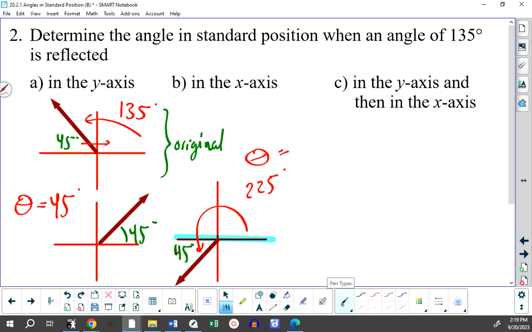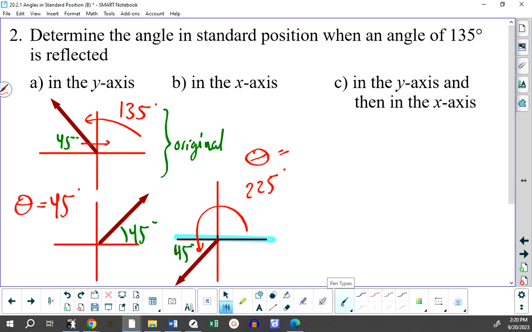If I reflect it in the y-axis and then in the x-axis, so if you're watching this on video, you can't see my arm movements, but here's the terminal arm in quadrant 2. I reflect it in the y-axis. I reflect it in the x-axis. It's going to be in the diagonally opposite quadrant. It's going to be down in quadrant 4.